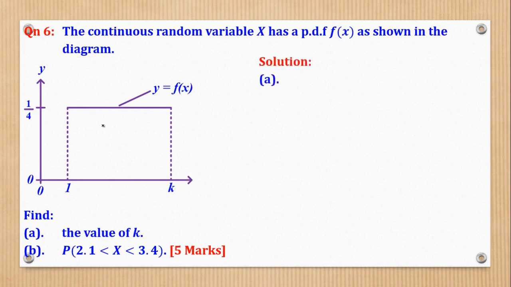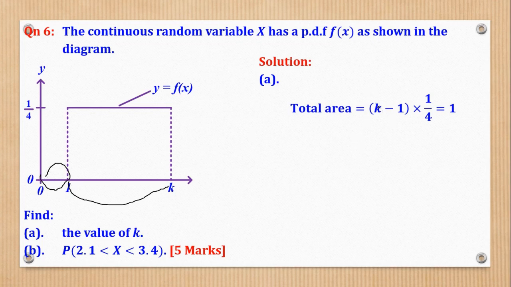So this is a uniform distribution. If you say straight line, it means it's a uniform distribution. Therefore, total area will be equal to 1. Total area is the total probability, and it is equal to 1. So from here up to here, it is k minus 1 because there is this one which is not part of the triangle.